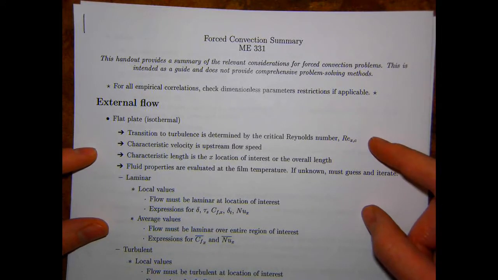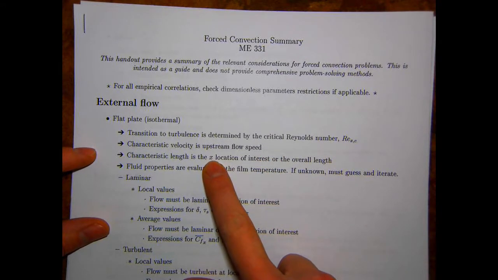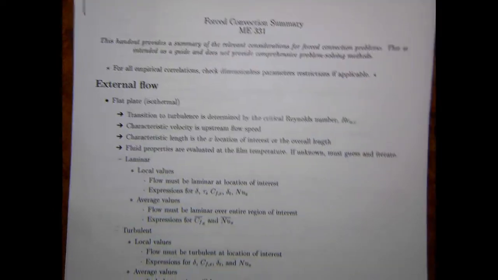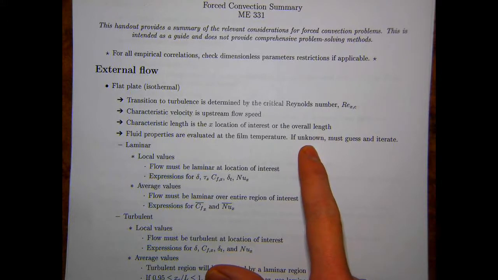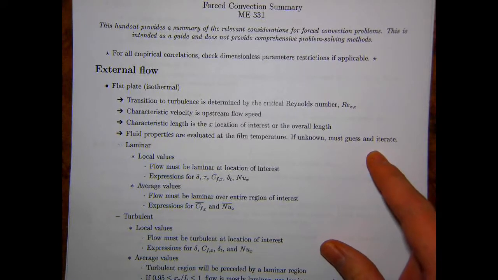And for the Reynolds number calculations for the flat plate, the characteristic velocity that you use is the upstream flow speed, and the characteristic length is either the X location of interest, if you're looking at a specific location on the plate, or if you're looking at the entire plate, the overall length. And for these expressions, fluid properties are evaluated at the film temperature. In some cases, the surface temperature is what you'll be solving for, so you don't know the film temperature. In general, if you need the temperature to know the fluid properties, but you need the fluid properties to figure out the temperature, you have to guess a temperature and then iterate.